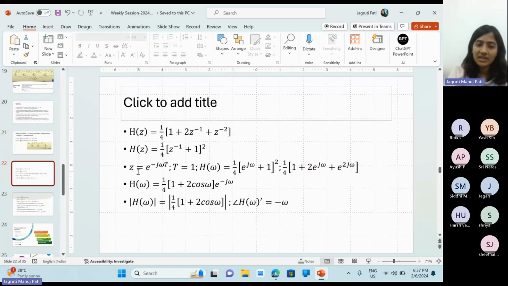Now, if I substitute z equals e raised to minus j omega T, and T is 1, I get this particular waveform. And if I convert this, taking e raised to minus j omega outside, I get this, from which I can compute the magnitude and phase. We compute the magnitude by taking the square root of the sum of squares, and the phase from the exponential term.